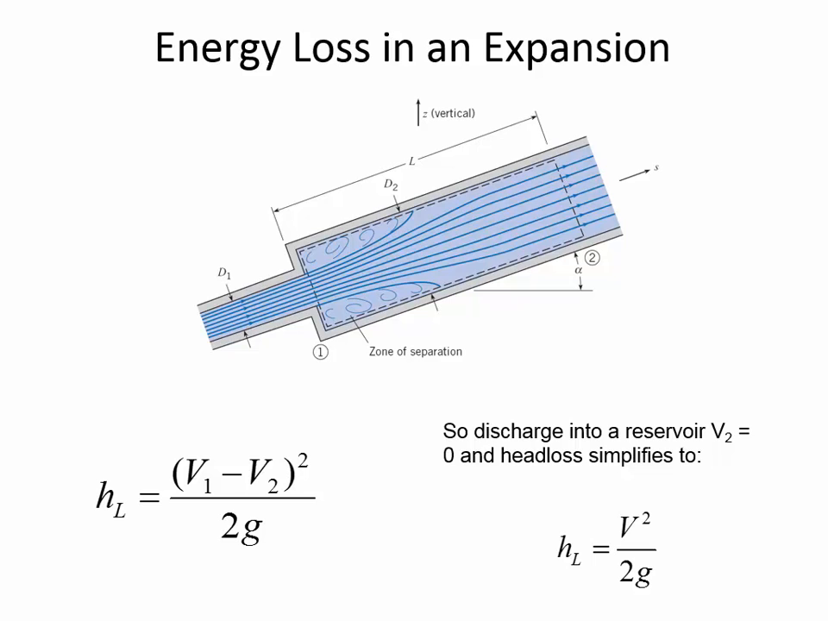Inside the pipe, some of the energy exists as velocity head. And you remember that there's three places the energy can be. The energy can be tied up as pressure, elevation, and velocity.